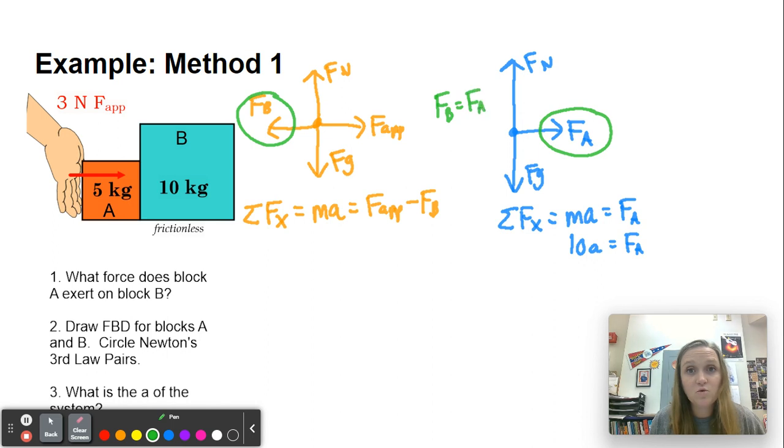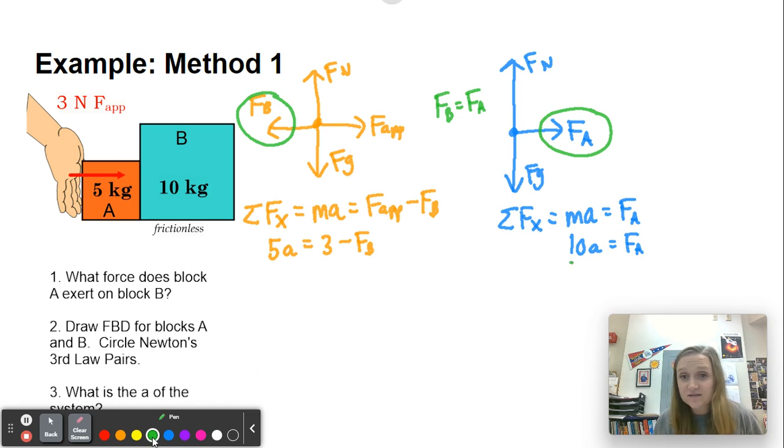Fb and Fa are equal because that's our Newton's third law pair. That's why we've been waiting to do these problems. I'm going to plug in my numbers for this one. So I got 5A equals my applied force, which they told me was 3, minus FB. Looking at this, if FA equals FB, I've got an equation for FA right here.